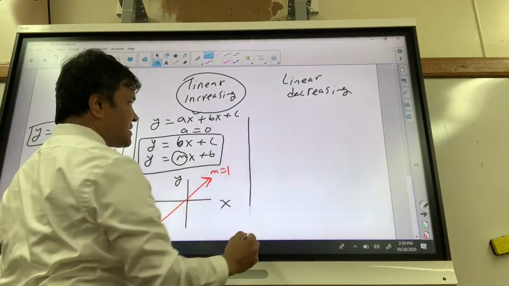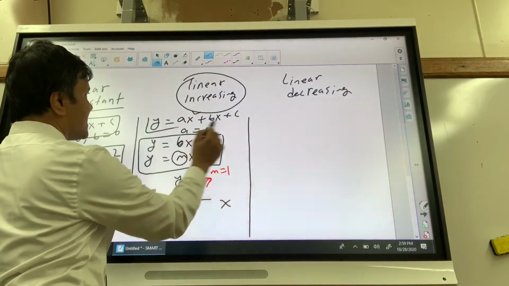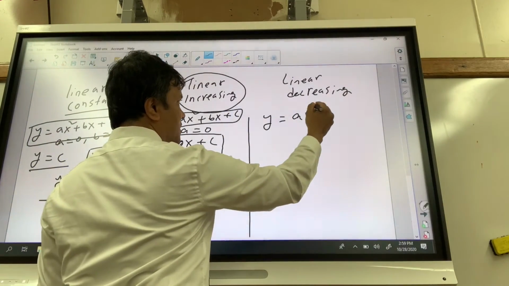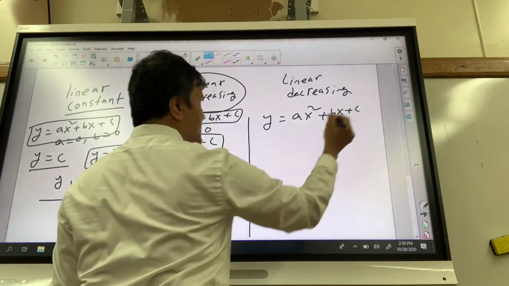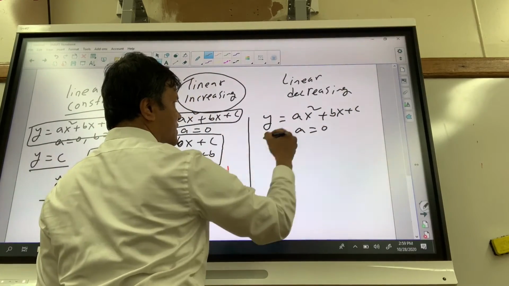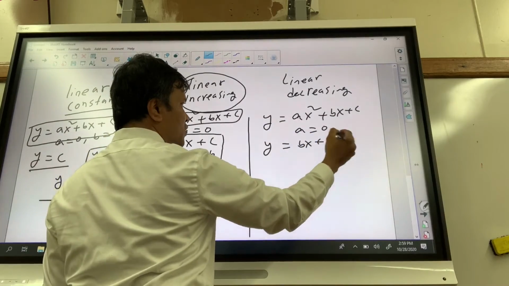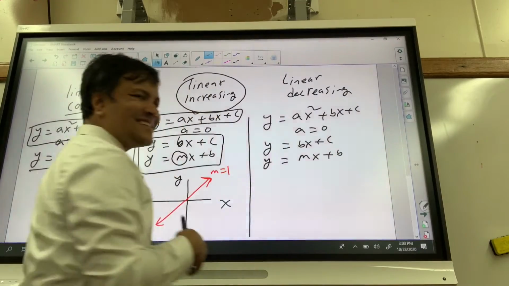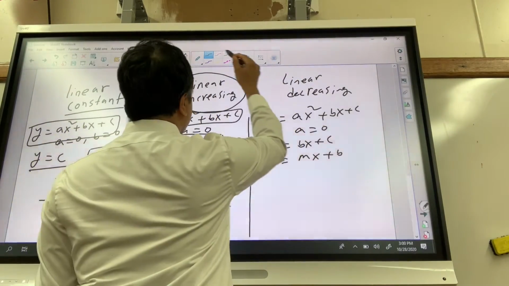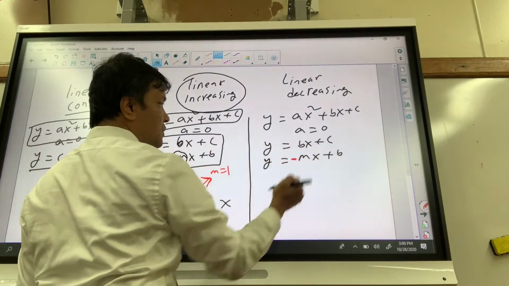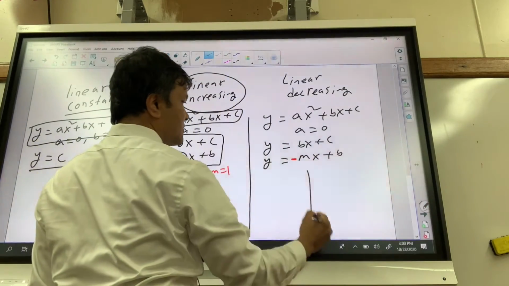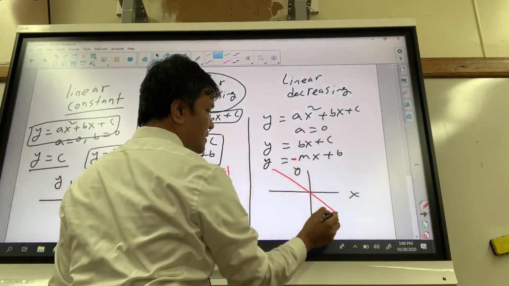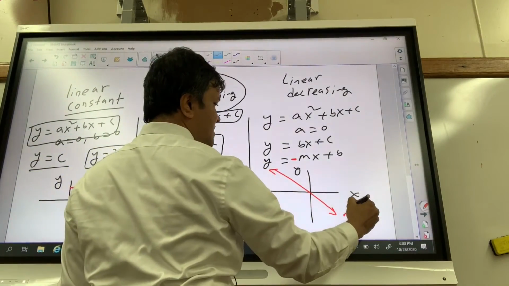Now we want to see the linear decreasing. We want to start the same way. Y is ax squared plus bx plus c. So if a is 0, then you have y is equal to bx plus c. We want to rewrite it, if you want, as mx plus b. So it is linear decreasing if it is a negative slope. And how does it look like? It looks like this. Okay, so the slope is negative 1.